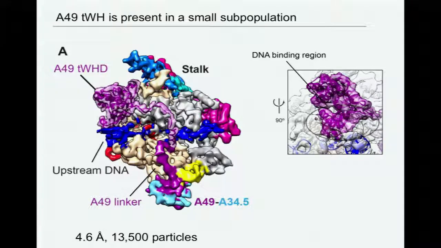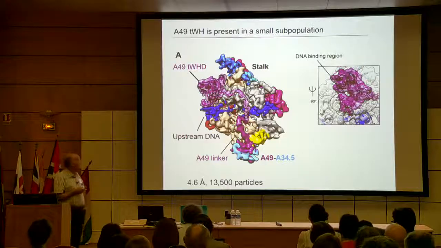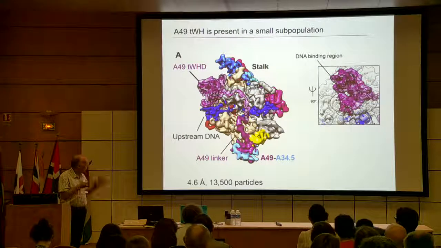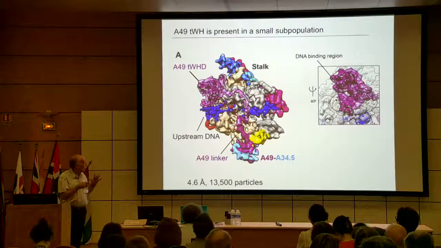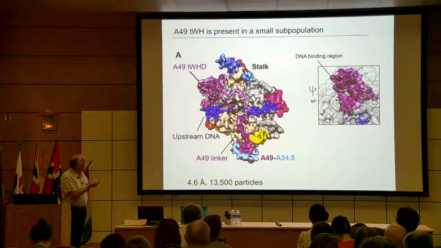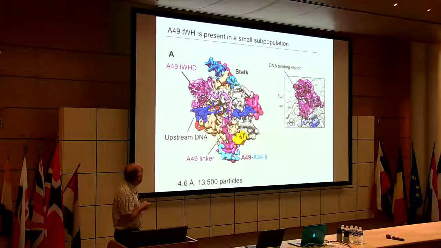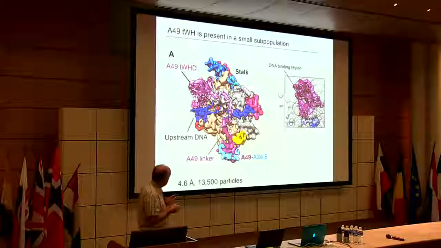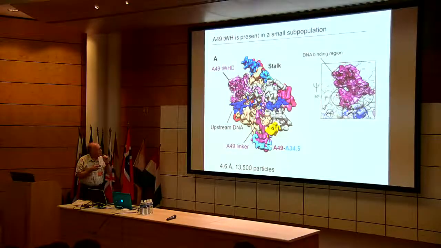And finally, I'll say a few words about this tandem winged helix domain. As I said, only a fraction of the particles actually contained this conformation. It's in a conformation where the DNA binding cleft is completely closed, and we think the DNA binding cleft has to close so that the linker here finds its very nice place, and we can then position the tandem winged helix here, interacting with the upstream DNA. We still think this is an intermediate situation.